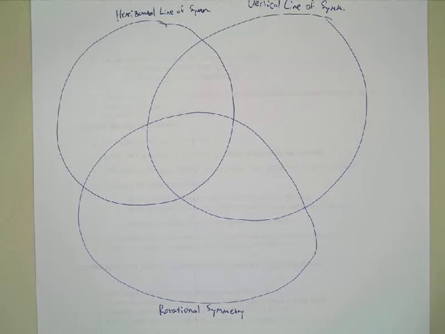If it had both a horizontal and a vertical line, you'd put it in this section, because that's where those two overlap. If it had both a vertical and a rotational, you put it there. If it had a horizontal and a rotational, you put it there. And if it had all three, there. If it had none of them, you leave it on the outside. You write it on the outside.